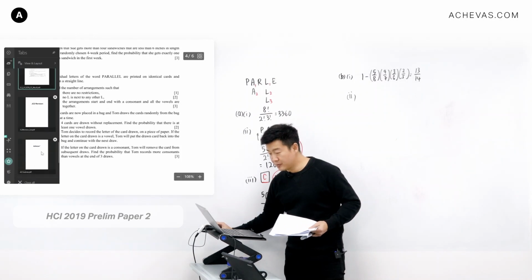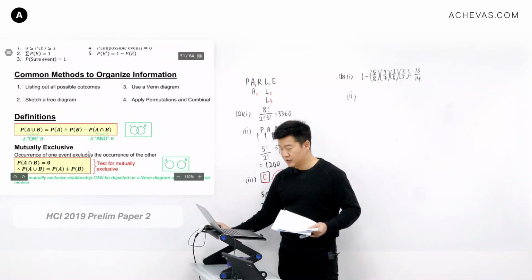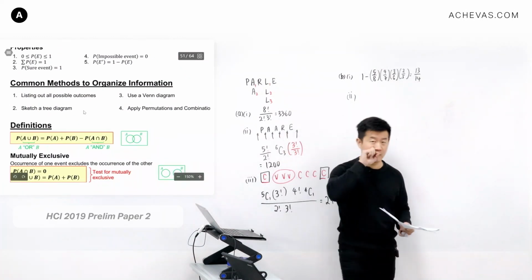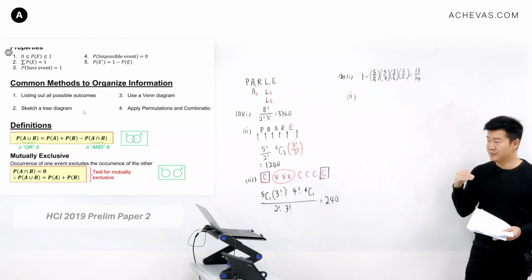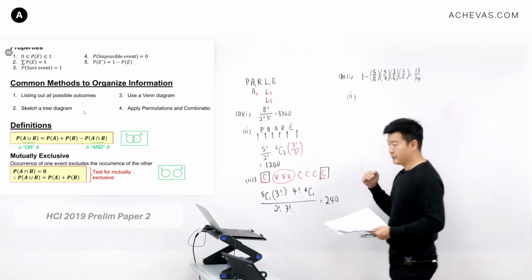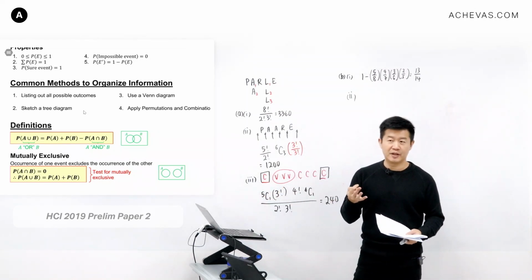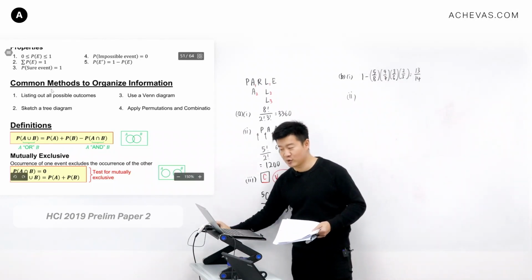In our probability, we keep talking about tools. We keep talking about these 4 tools to reorganize the information that is given to us by the question, to try to list down all the possible outcomes, to try to use a tree diagram, Venn diagram, permutation, and combination. Please make sure that you are still thinking about these few tools, because sometimes it is really more useful to try to reorganize the information that is given to us by the question using either of this.